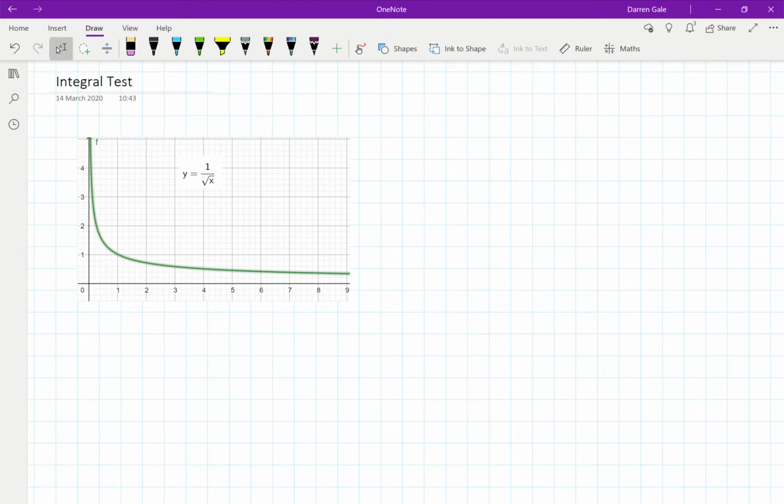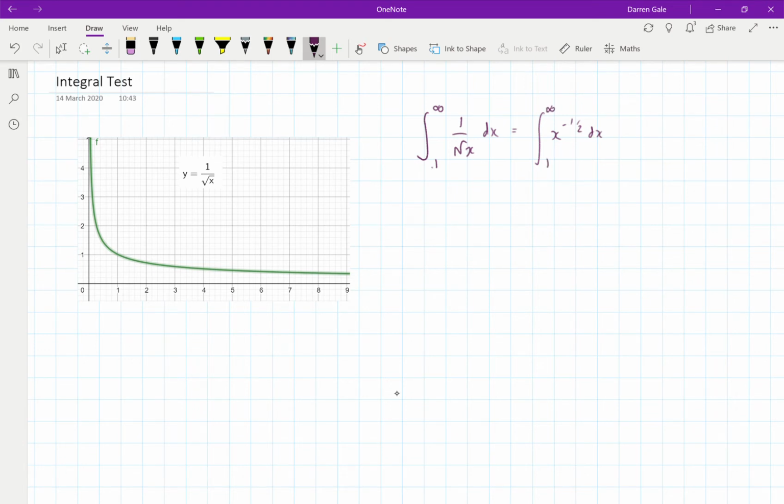Okay, so looking at the integral test, I'm going to do 1 over the root of x. The first thing I'm going to look at is the integral between 1 and infinity of 1 over root x dx. That's the same as x to the minus a half dx, between 1 and infinity.